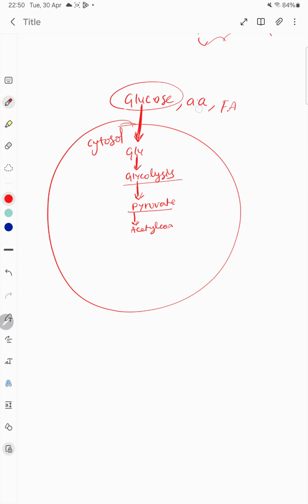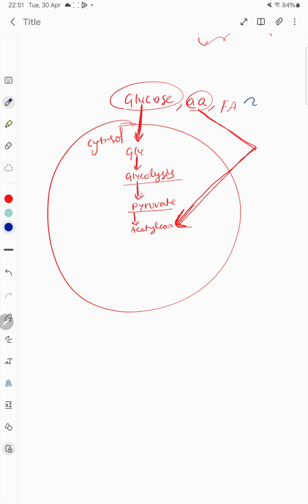In case of amino acids, they do not undergo glycolysis. Instead, they directly give us acetyl CoA. Before giving acetyl CoA, amino acids undergo processes called transamination and deamination, which I will explain in amino acid metabolism. So all these are not required now, but remember one thing, amino acids give us acetyl CoA instead of being involved in the process of glycolysis. Glucose is the only molecule that undergoes glycolysis.